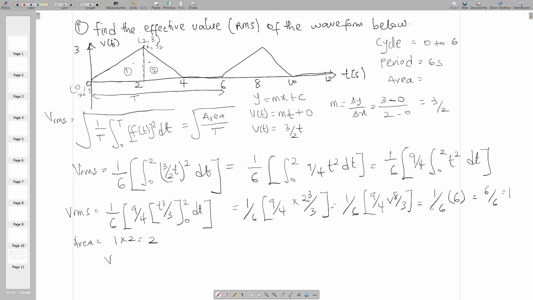So your final value, that is the VRMS, should be equal to the root of this. And you have 1.414 volts.